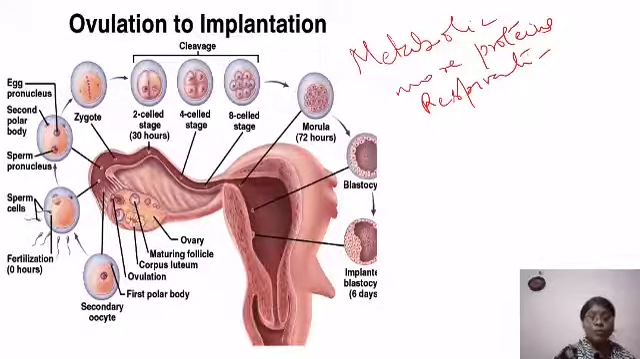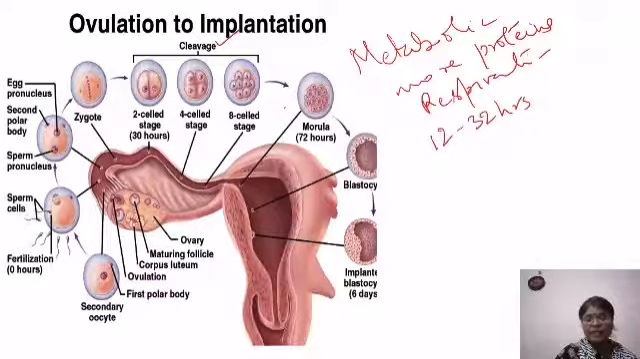Now after the zygote is formed, it will start dividing. In humans, the first division takes place around 12 to 32 hours after that. In the sea urchin, it takes place very early, around 90 minutes. So it varies with different organisms. Now there is a term which is called cleavage.